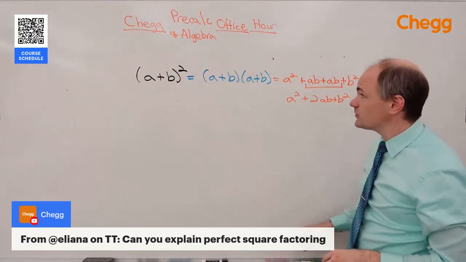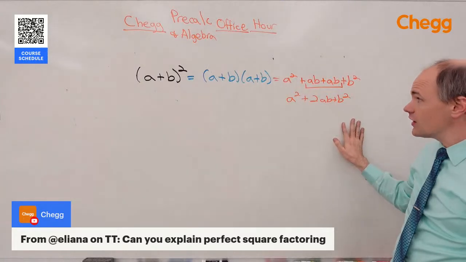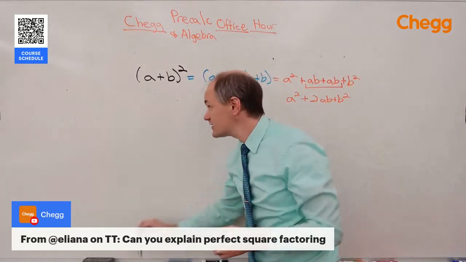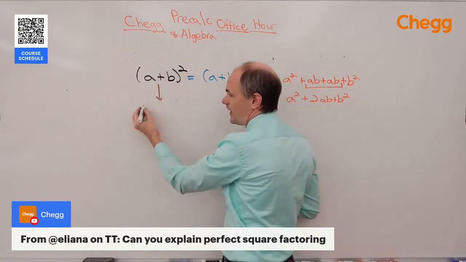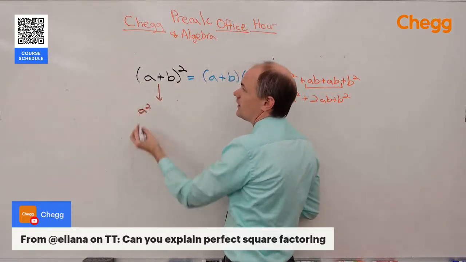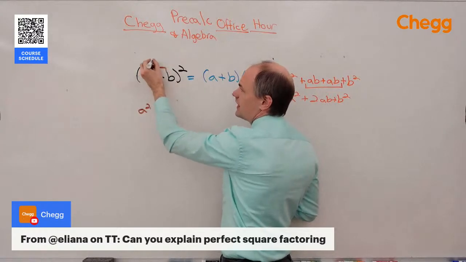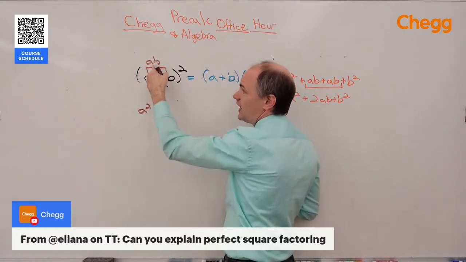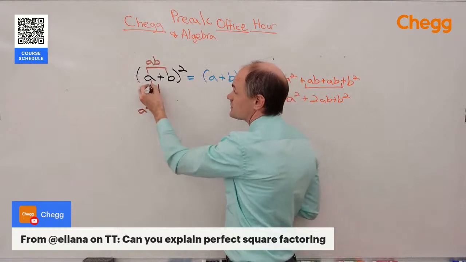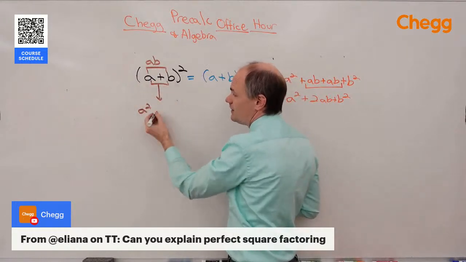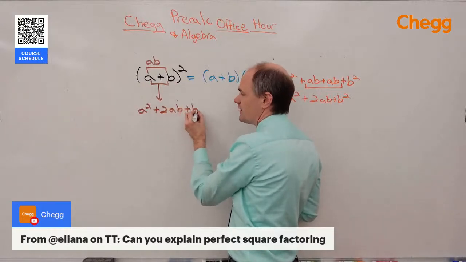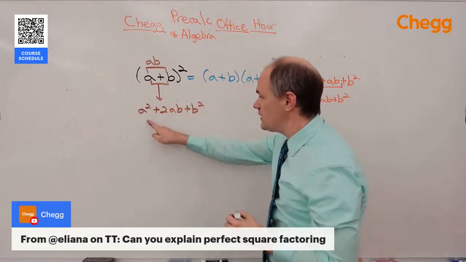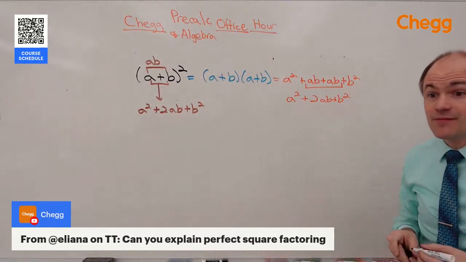Now, often you'll see people say, don't go through all this work. Look at this neat shortcut. Going straight from the problem, I can square the a. Then you can multiply them together to get ab, and you double it because it happens on the top and the bottom. ab and ab is 2 ab's, and then you can square the b. A squared plus 2ab plus b squared, same thing.